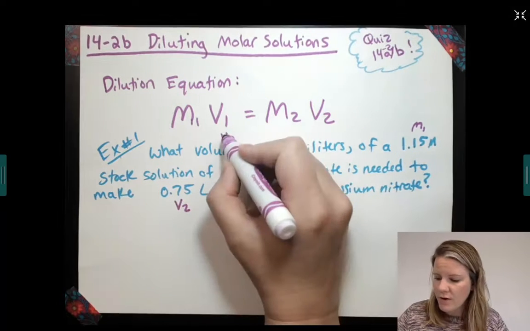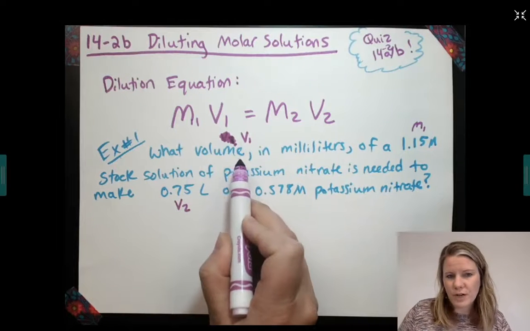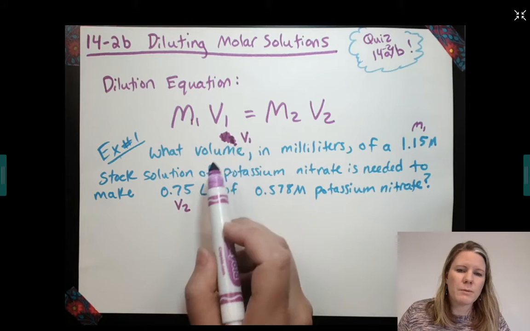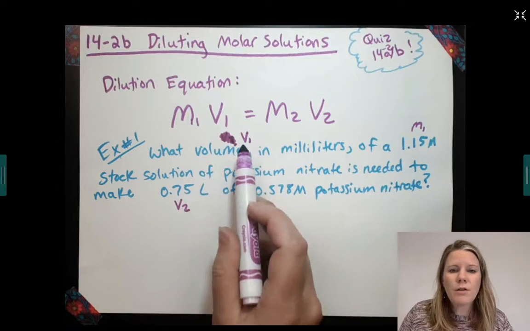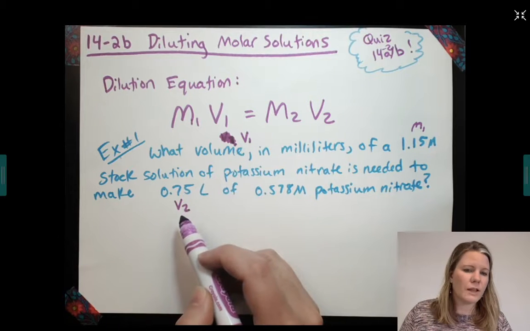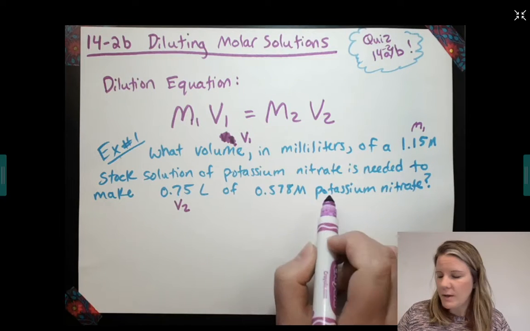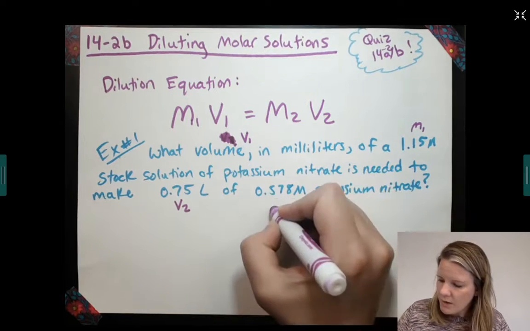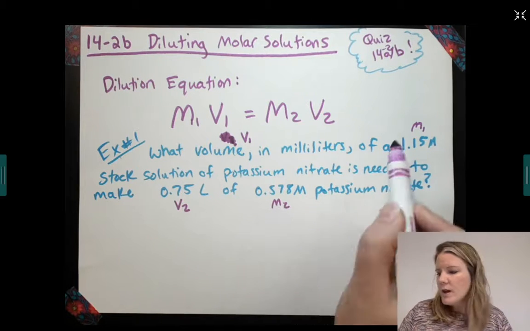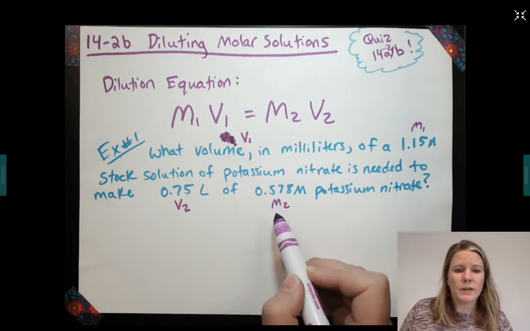We're trying to figure out how much of our initial volume, our initial stock solution, to make a final solution. So our answer should probably be something smaller than this number, because our stock solution is going to be a smaller volume. We dilute it, it's going to turn into a bigger number. And then we have a molarity of potassium nitrate. So that's going to be M2, because that's the desired molarity for the experiment we want to do. If that's the initial molarity, you can see it got more dilute to a smaller value of molarity.